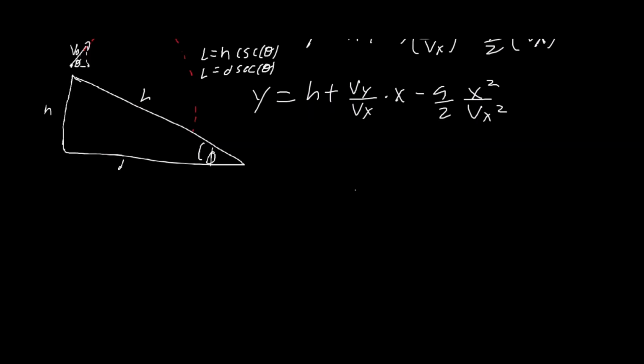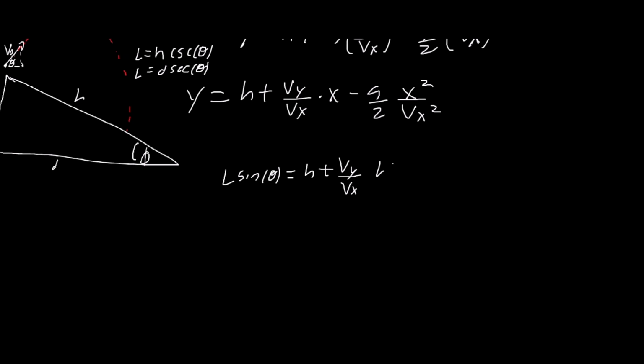And the reason for that is because I want to be able to replace all those variables. So I'm going to say that this is going to be L sine of theta equals h plus vy over vx. We're not going to worry about those. We don't care about those. We're going to treat those as a constant for now.